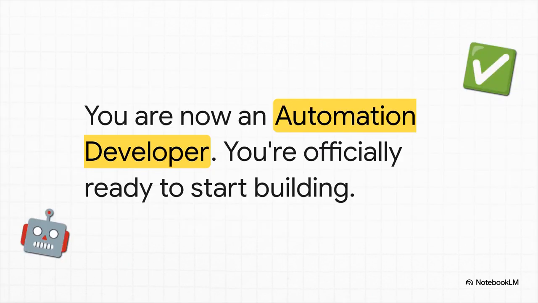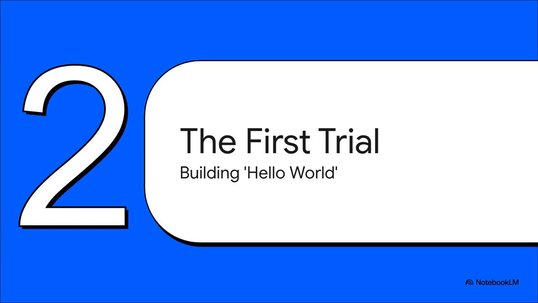And boom, just like that, your entire development environment is set up. You are, right now, officially an automation developer. Pretty cool, huh? Now you're ready to actually build something. All right, it's time for our first challenge. This is a classic, kind of like a rite of passage for anyone who gets into coding or development. We're going to build a Hello World project.